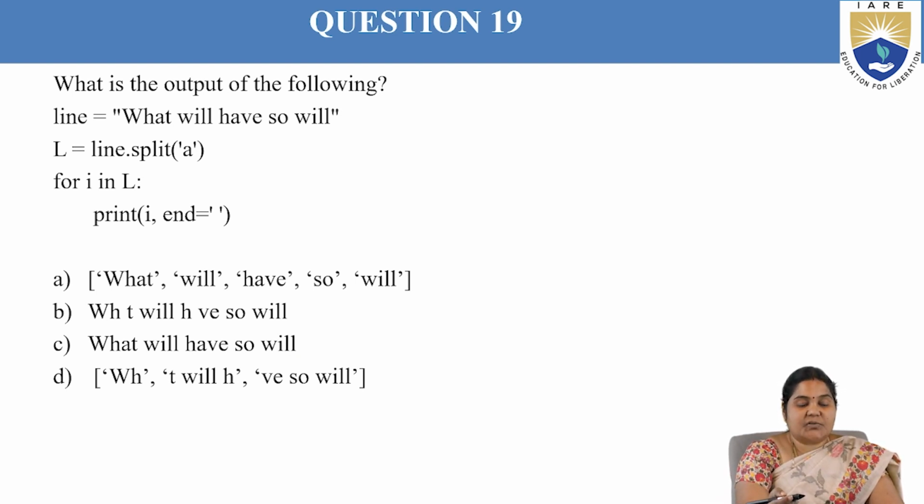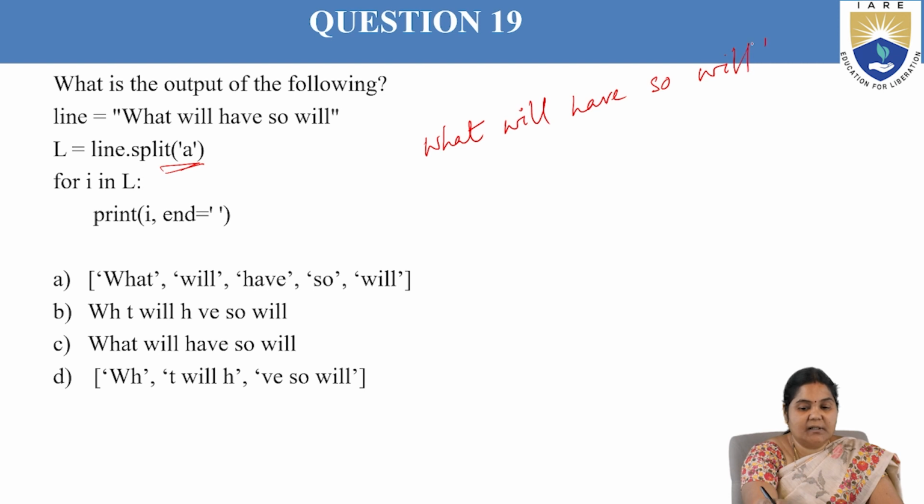Again it is related to a string. There is a line, what will have so will, and we are splitting that line using the split function based on A. So let me write here: what will have so will. This is our original string. We have to split based on A. This is the character A. We are splitting here. There is a character A. We are splitting here. That's all.